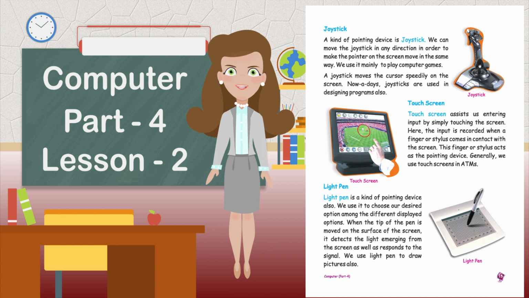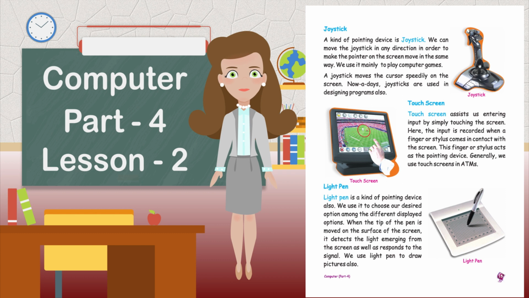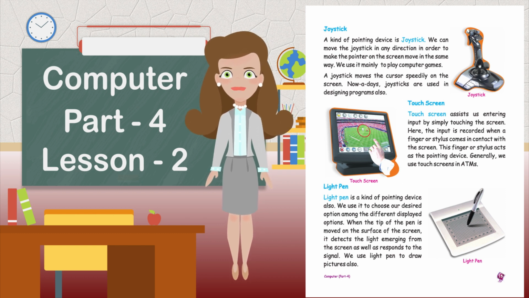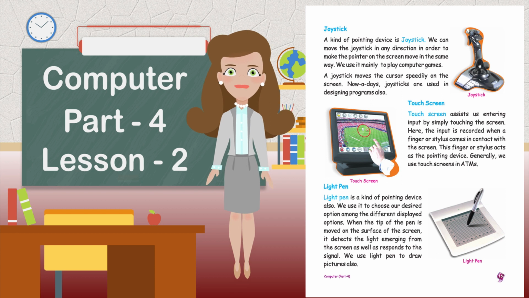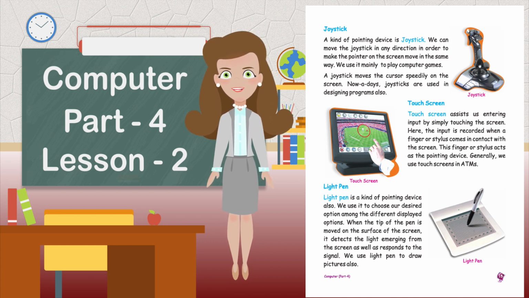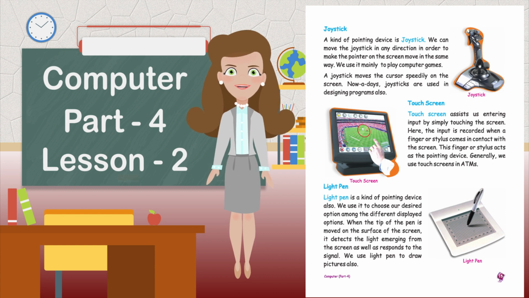Here, the input is recorded when a finger or stylus comes in contact with the screen. This finger or stylus acts as the pointing device. Generally, we use touch screens in ATMs. Light pen. Light pen is a kind of pointing device also. We use it to choose our desired option among the different displayed options.